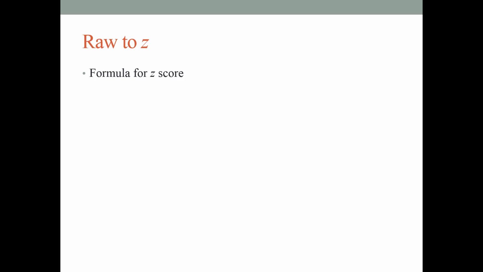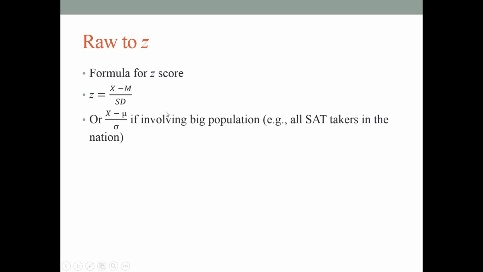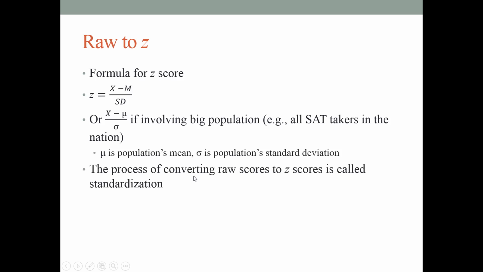So the formula for z-score is z equals x, which is a score, minus the mean, and then divided by the standard deviation, right? Or if we are talking about a big population, like all SAT takers in the nation, then it's a score x minus mu, which is the population's mean, and then divided by sigma, which is the population's standard deviation. Yeah, as we said.